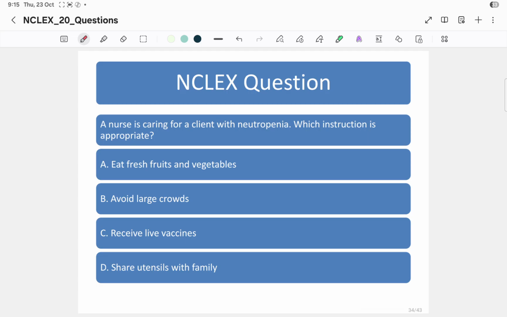Next, a nurse is caring for a client with neutropenia. Which instruction is appropriate? A. Eat fresh fruits and vegetables. B. Avoid large crowds. C. Receive live injections or live vaccines. D. Share utensils with family.